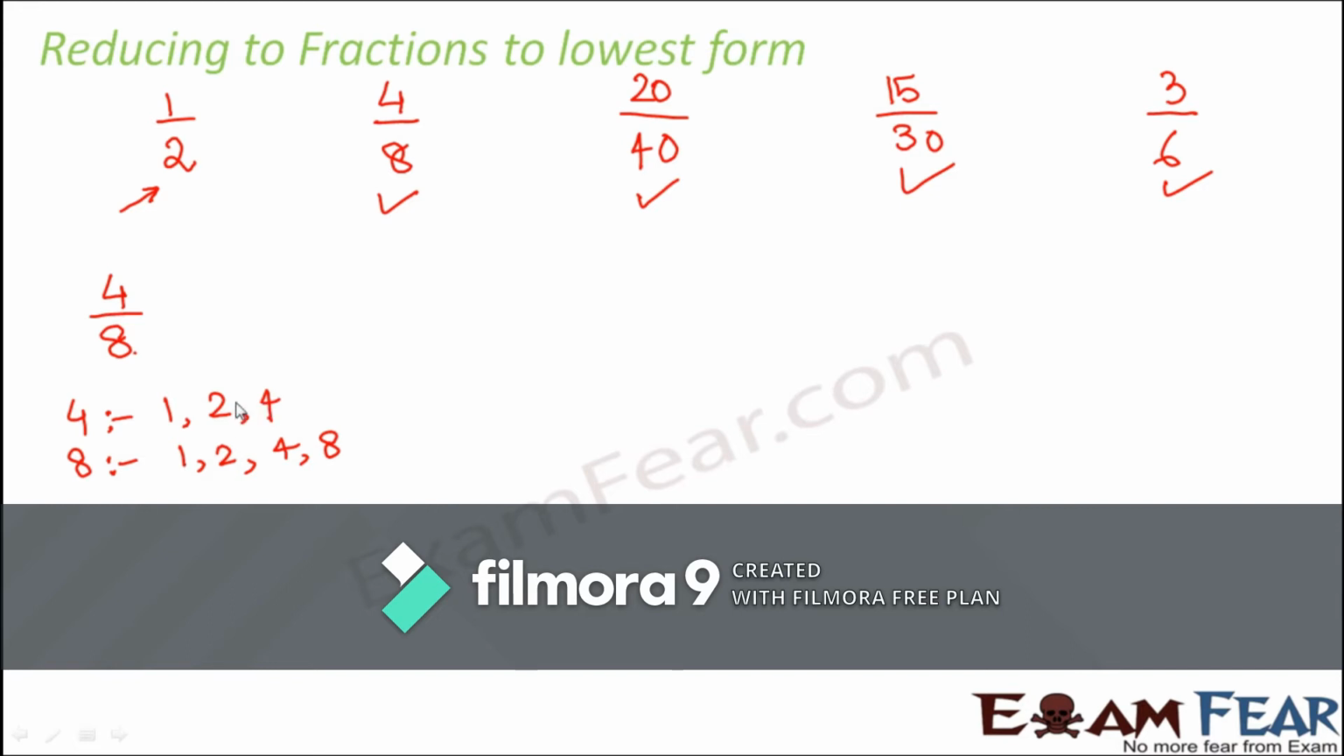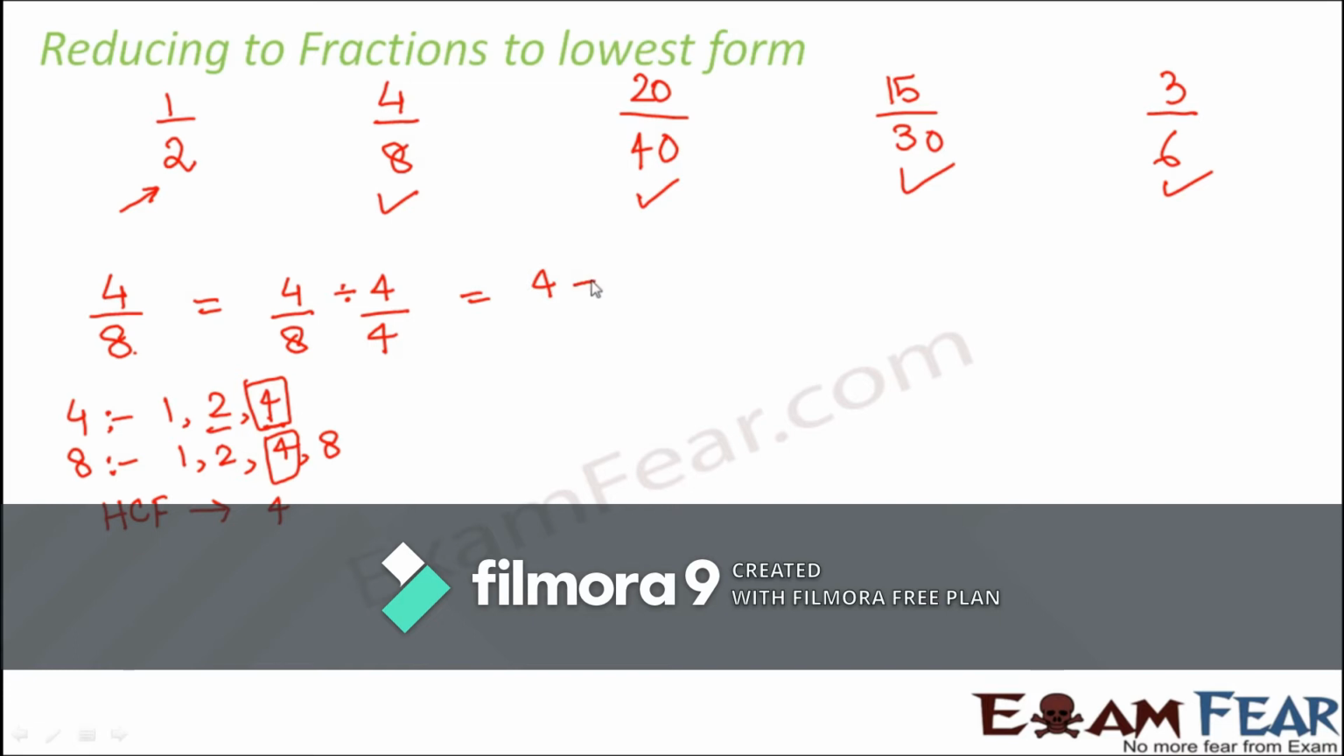So besides 1, if it has more common factors, only then can that particular fraction be reduced to its lowest form. In this case, we have 2 as a common factor, and we also have 4 as a common factor. So we find the HCF, that is the highest common factor. Which is the highest common factor? 4. Right? Now what do we do? We divide the numerator and the denominator by 4.